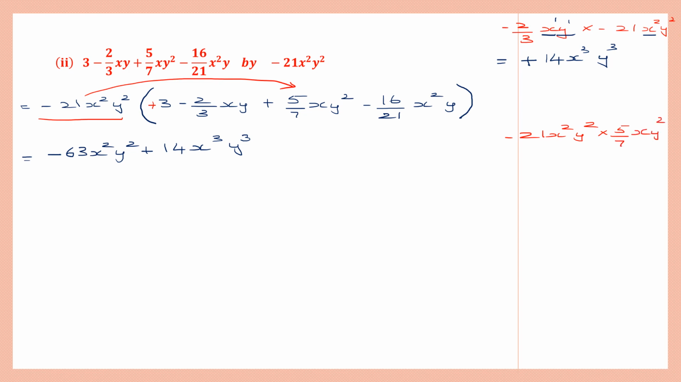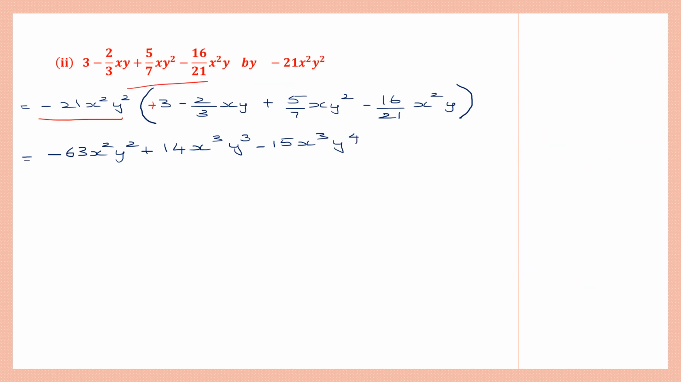So taking only the numbers, minus 21 into 5 by 7. So the sign is minus. So let's write minus. So sign we have finished with. Now let's do only the numbers. We can cancel 7 and 21. 7 threes are 21. 3 fives are 15. So the number here is 15. Let's take the literals, x square and x. So that is 2 plus 1, 3. X to the power of 3. Your y square and y square is y to the power of 4. So minus 15 x cubed y to the power of 4.